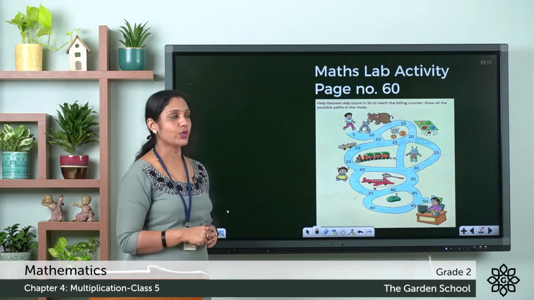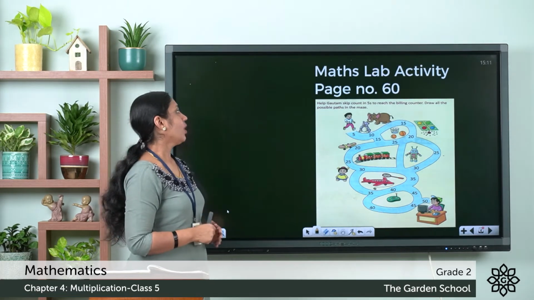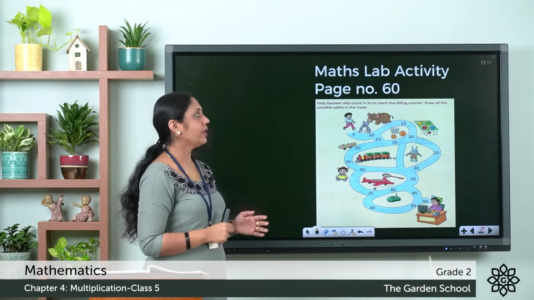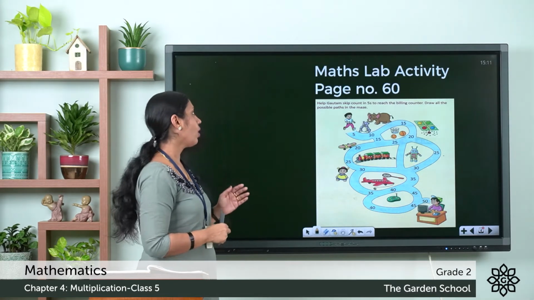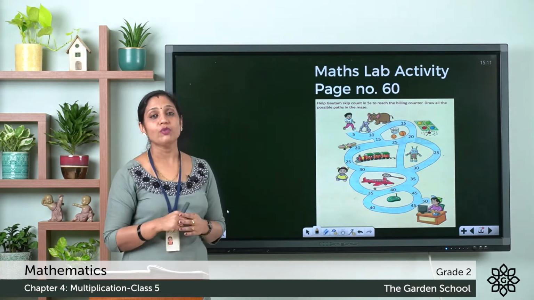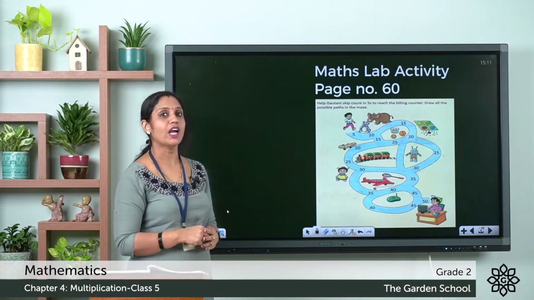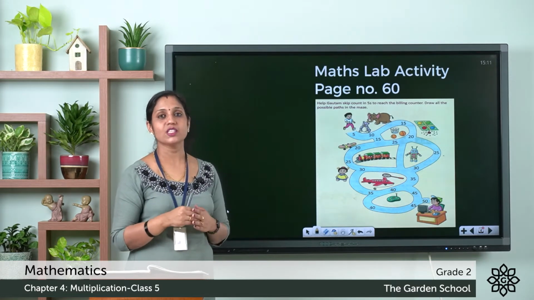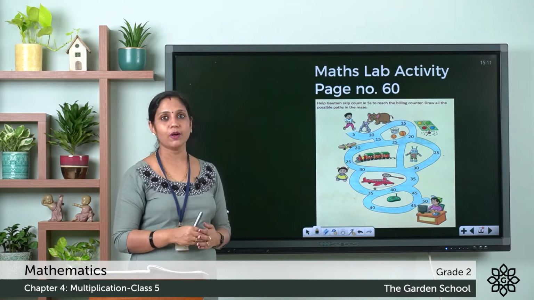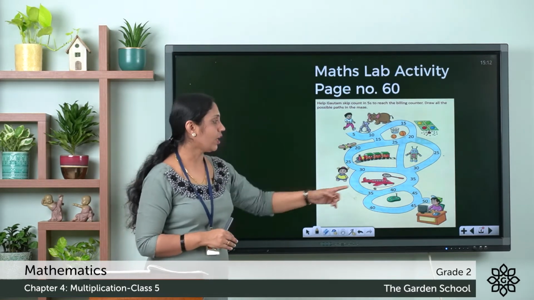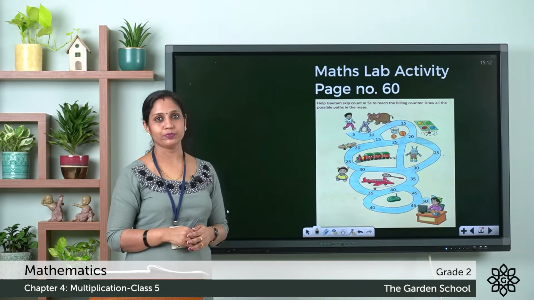So on this page you can see, help Gautam skip count in fives to reach the billing counter. Draw all the possible paths in the maze. So here what we have to do, we have to help Gautam. And how do we have to help? We need to help him by skipping in fives. That is, we have to use the multiplication table of 5 here, and we need to help him to reach the billing counter that you can see below.